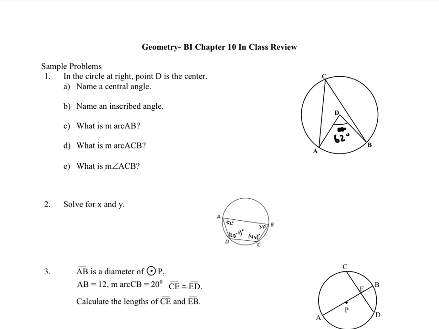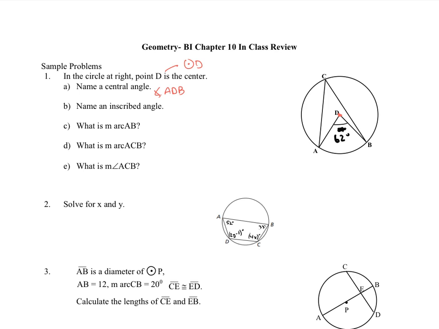The first problem says, in the circle at the right, point D is the center. So often you will see them just indicate that this is circle D. They'll say it like that so that you understand that D is going to be that center point. First thing is to name a central angle. Well, a central angle goes to the center. So angle ADB would be a central angle.